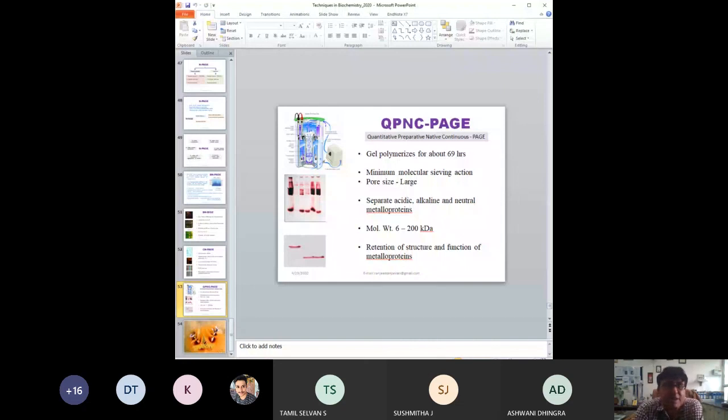On the left-hand side you can see the apparatus, which is very complex. This is the apparatus of QPNC page. Very few labs have this facility. Most of the time industry people are using this for their commercial purposes.